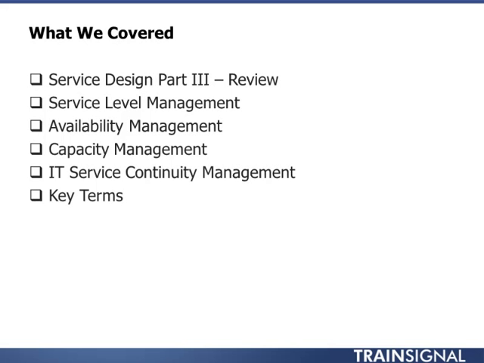We then spoke about availability management and the importance of that as it relates to the value proposition of warranty. Likewise, we talked about capacity management and the idea of having to design capacity solutions at both a component, service, and business layer. Lastly, we talked about IT service continuity management and the importance of the business impact analysis and risk assessment that must be done in order to provide continuity to the organization. And then we reviewed some basic terms.